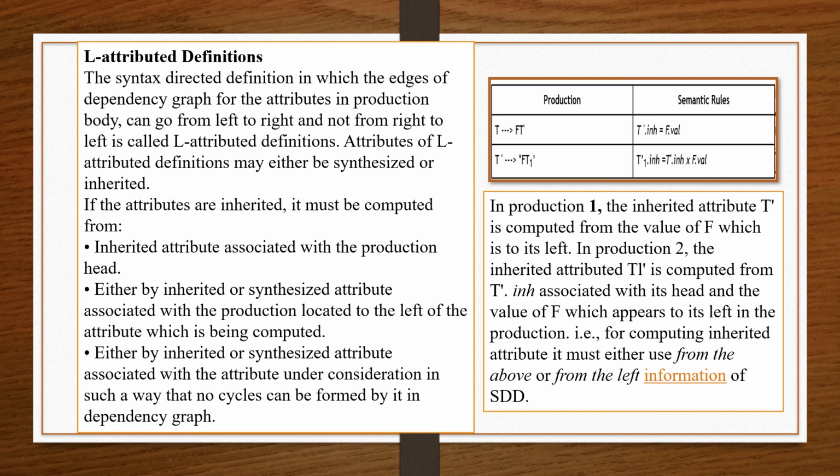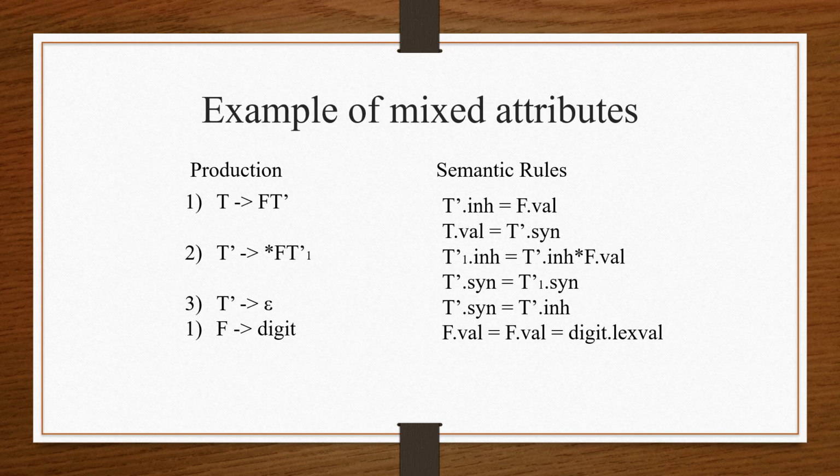So look at this particular grammar, that is T derives F T dash. In production 1, the inherited attribute T dash is computed from the value of F, which is to its left. In production 2, the inherited attribute T dash is computed from T dash inh associated with its head and the value of F, which appears to the left in the production. So from the example we studied this, right? Here we can conclude that this particular example includes L attributed as well as S attributed definitions. Therefore, this is called mixed attributes. Thank you.